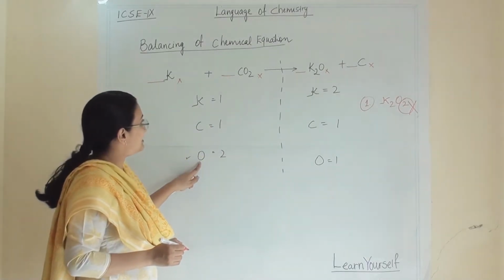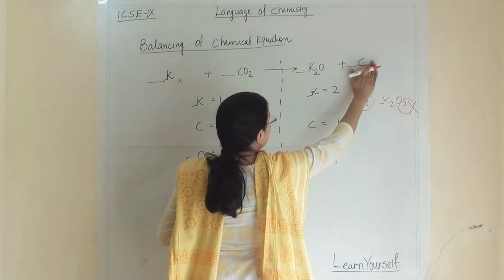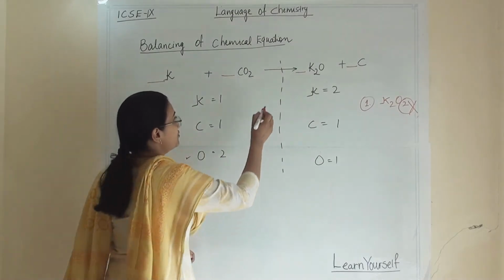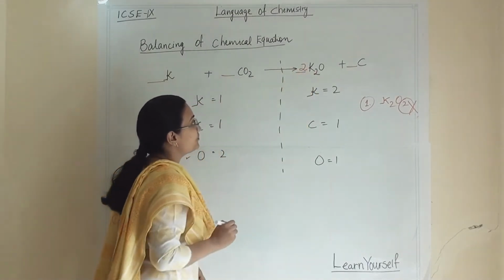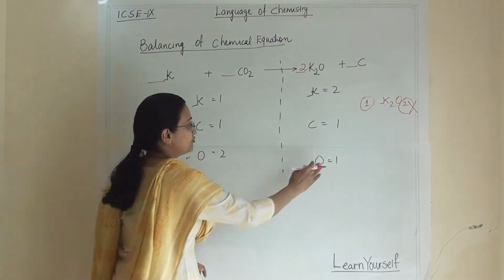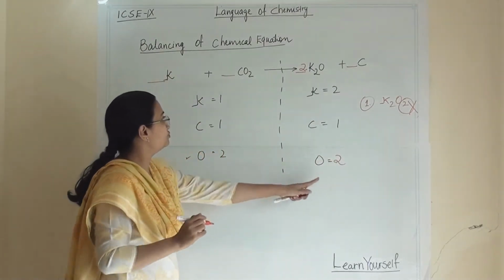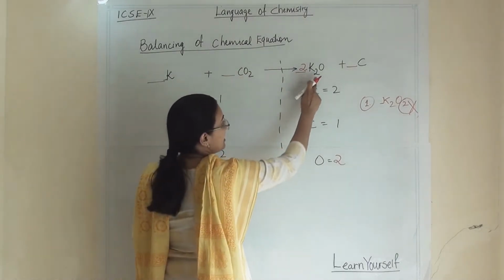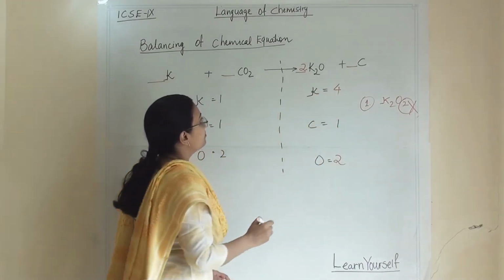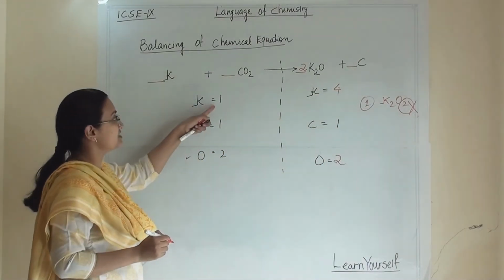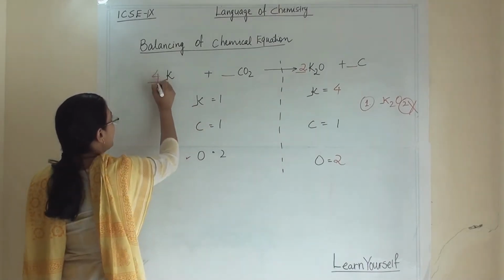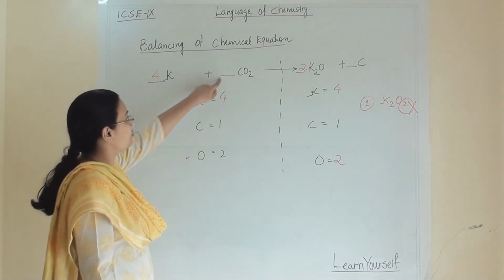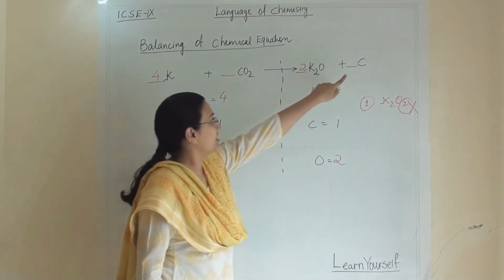So we have to balance this oxygen. On this side we have 2 oxygen whereas here we have only 1 oxygen. So if I add 2 here, my oxygen is balanced from both the sides. But now my potassium has changed, it has become 4 on the product side, whereas on the reactant side it is only 1. So if I add 4 here, then my potassium will also balance, and here there is no need to balance because carbon is 1 and carbon is 1 here.